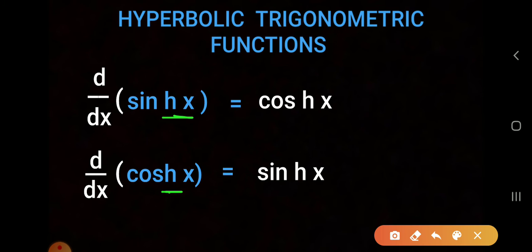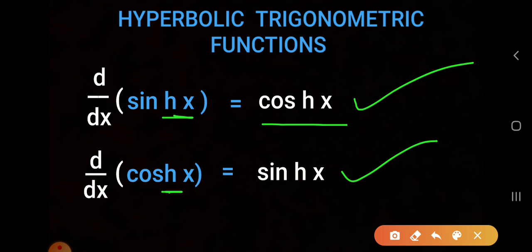So you have seen the trigonometric function formulas. Those are similar to the hyperbolic trigonometric functions. Whatever we had there, the derivative of sine x equals cos x, here also the same: the derivative of sine hyperbolic x equals cos hyperbolic x. And next, the derivative of cos hyperbolic x is sine hyperbolic x.